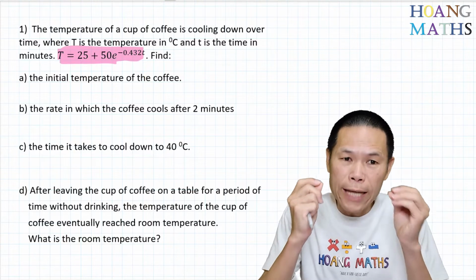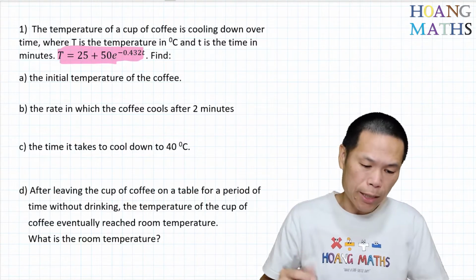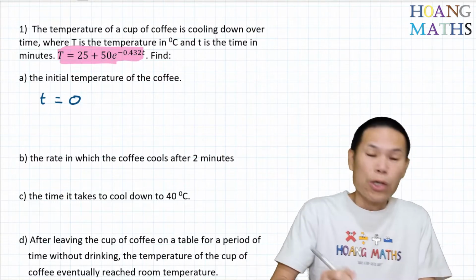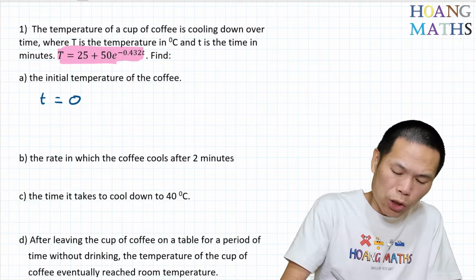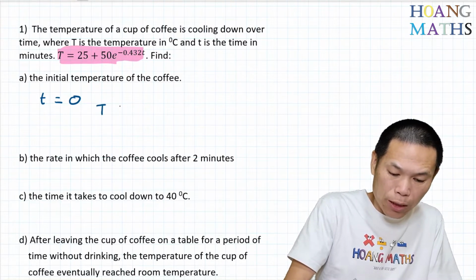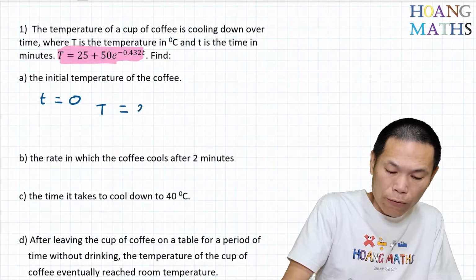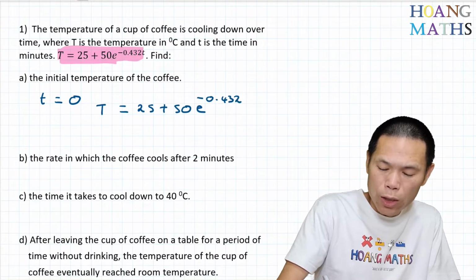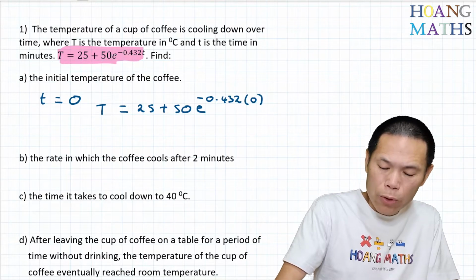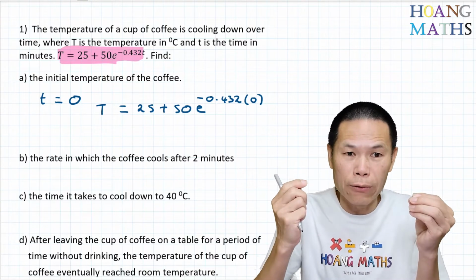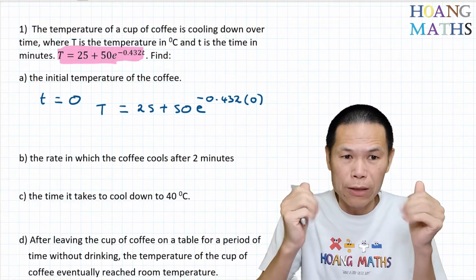Initial means when time starts at 0, okay? Initially means when t starts at 0. So when t equals 0, we just substitute t equals 0 into the function. So the temperature, capital T, is equal to 25 plus 50 e to the negative 0.432 times 0. But we know that anything times 0 is 0. So any number to the power of 0 is 1, right? So therefore it should be 25 plus 50.